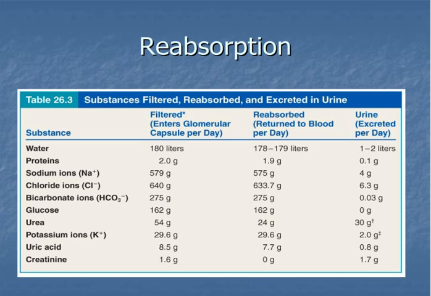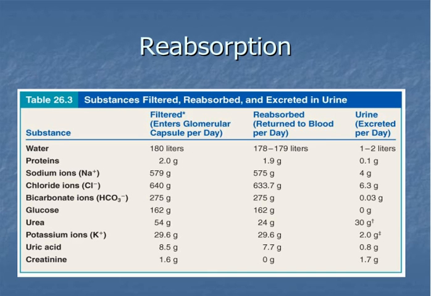Okay, and finally, let's look down at the very bottom at creatinine. Creatinine is basically a byproduct of muscle metabolism, and you can see that on average about 1.6 grams is filtered each day and 0 grams is reabsorbed. That means that 1.7 grams of creatinine will end up in the urine, because about 0.1 gram is being secreted in there.